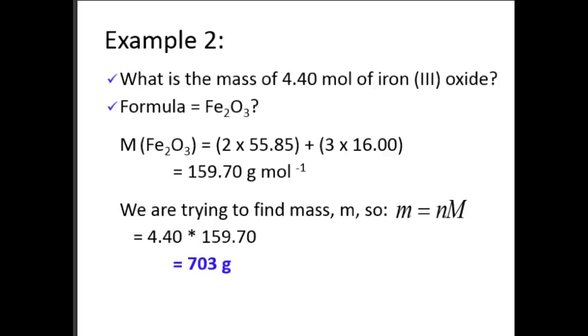Next, what's the mass of 4.40 moles of iron 3 oxide? So now we want to know what's the mass. So we rearrange our equation to M equals moles times molar mass. So you would take your moles, 4.40, and you multiply by the molar mass.